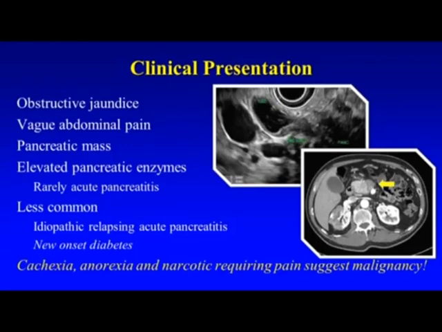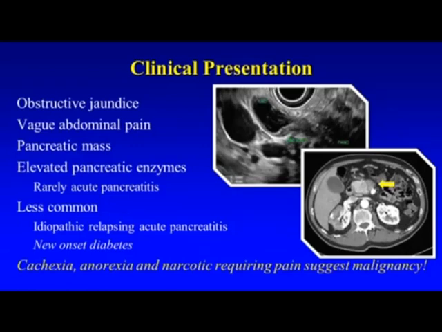So how do we diagnose it? First, it's important to think about when we should be considering the diagnosis. The typical clinical presentation can be obstructive jaundice, vague abdominal pain, usually not severe, the finding of a pancreatic mass incidentally on imaging, and occasionally patients with elevated pancreatic enzymes, but very rarely in the setting of clinically acute pancreatitis.